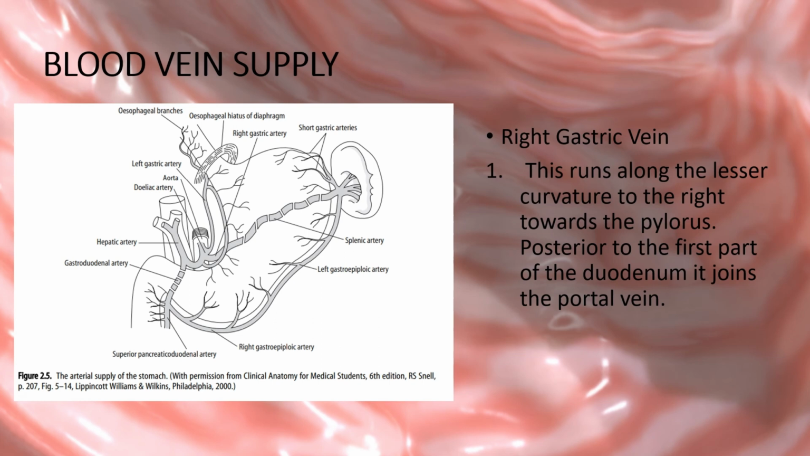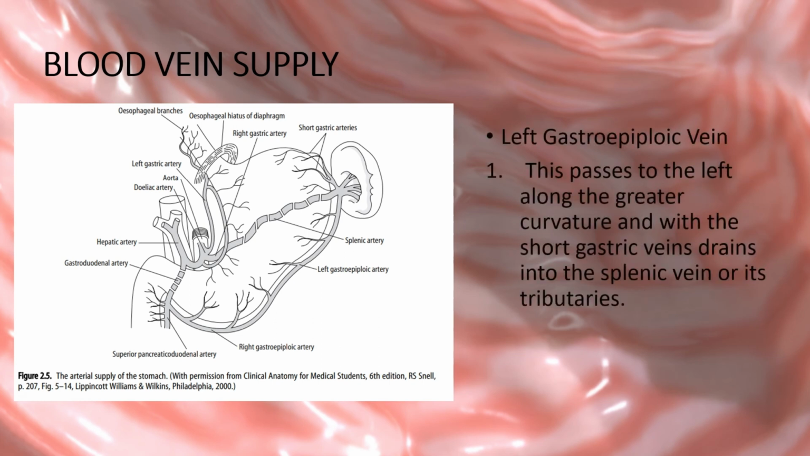We have also the left gastroepiploic vein. This passes to the left along with the greater curvature and with the short gastric vein that drains into the splenic vein, also with the tributaries. The splenic vein is joined with the tributaries from the pancreas as well as the inferior mesenteric vein. Also, this last one forms the portal vein with the superior mesenteric vein.